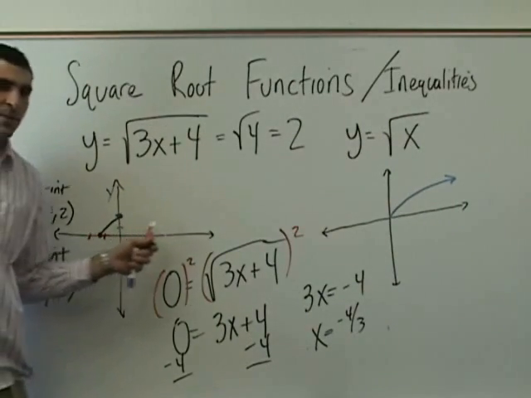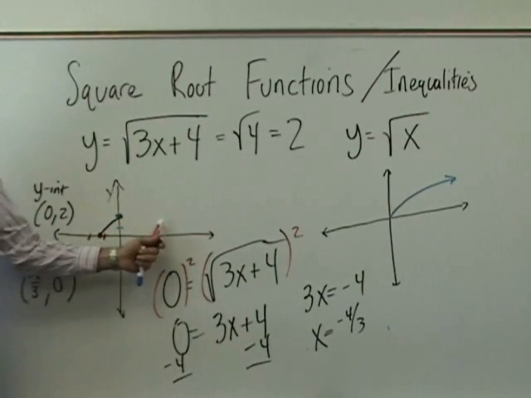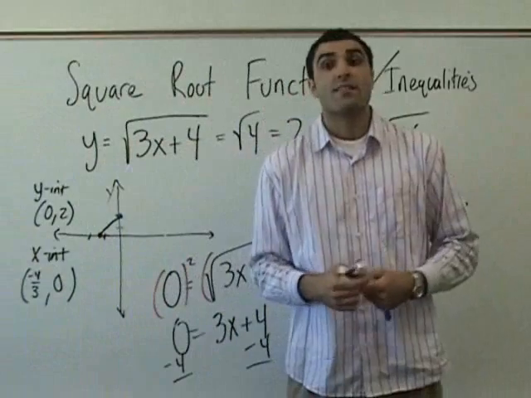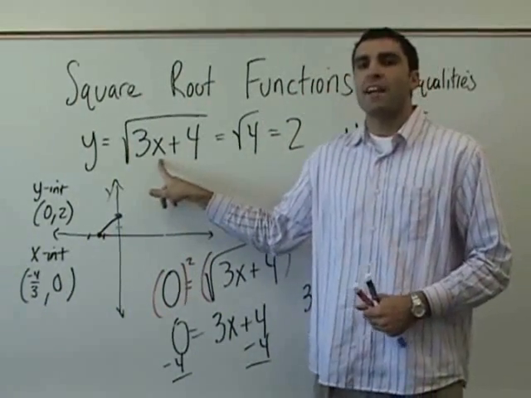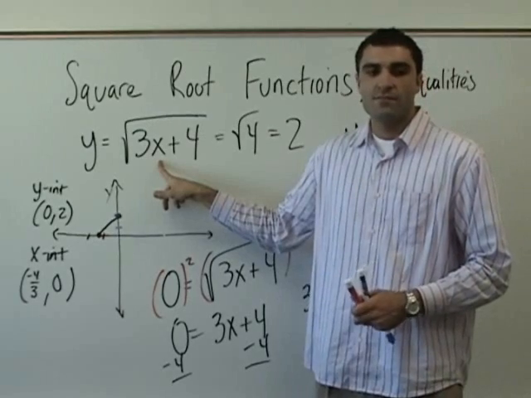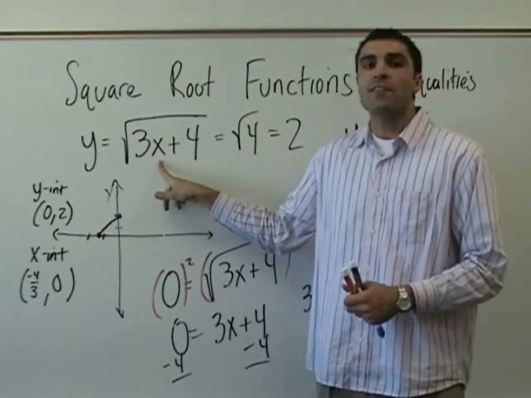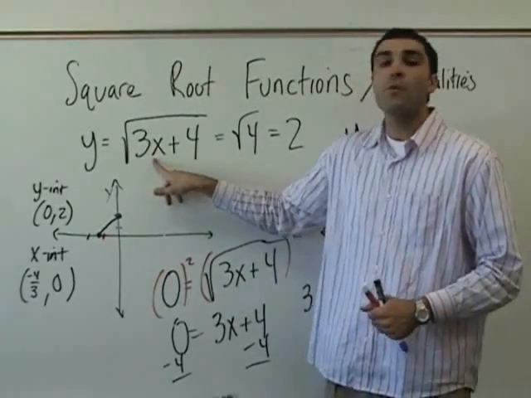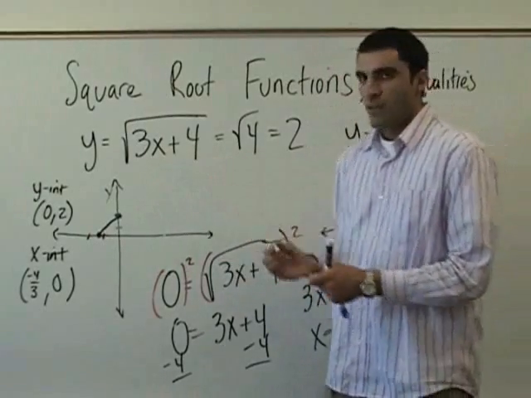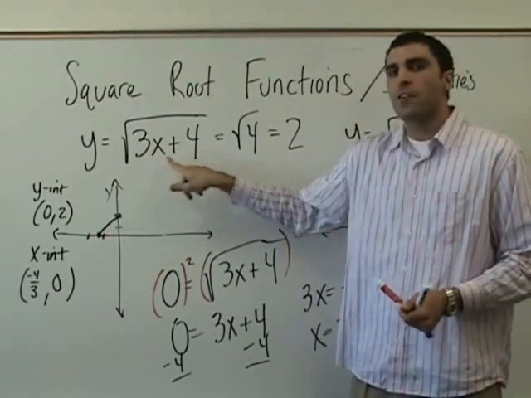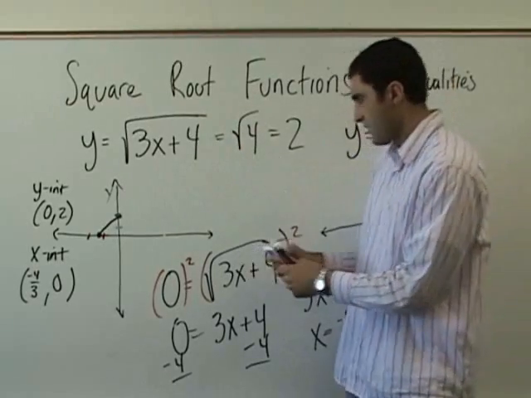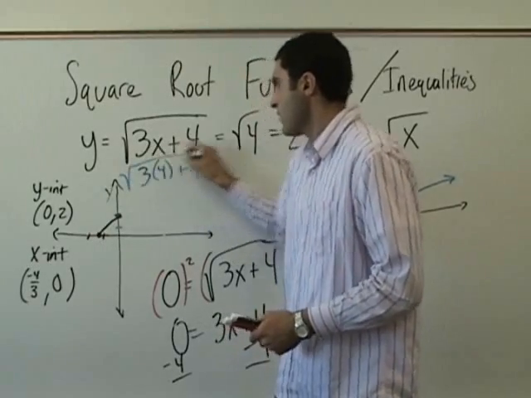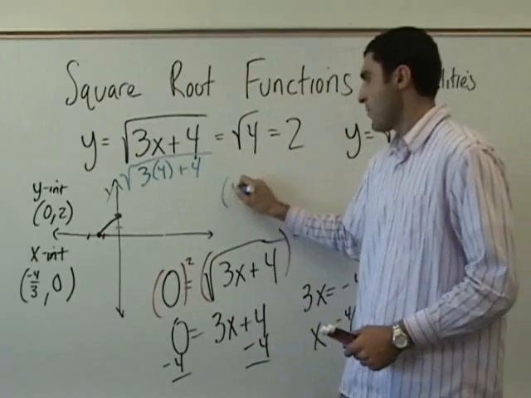Now let's do one more point out in space, and then we're done. What do you want to pick for x? I want a number that's going to make the square root clean. Let's do 4. What would 4 result in? 3 times 4 is 12, plus 4 is the square root of 16, which is 4. So that makes the point (4, 4).